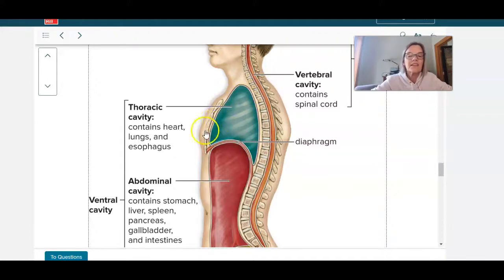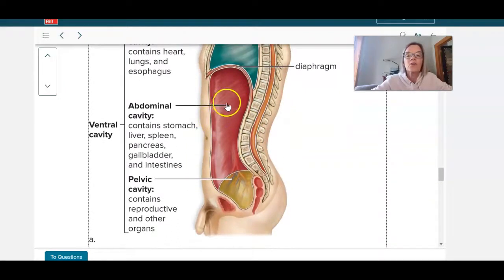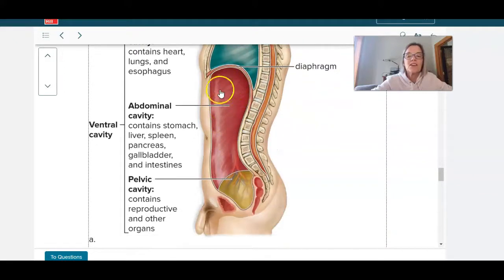The thoracic cavity has the heart, the lungs, the esophagus. And then we go a little bit more inferior. We get past the diaphragm, which is the muscle that helps us breathe, and it's between the thoracic and the abdominal cavity. And the abdominal cavity has all those abdominal organs: the stomach, liver, spleen, pancreas, gallbladder, intestines.